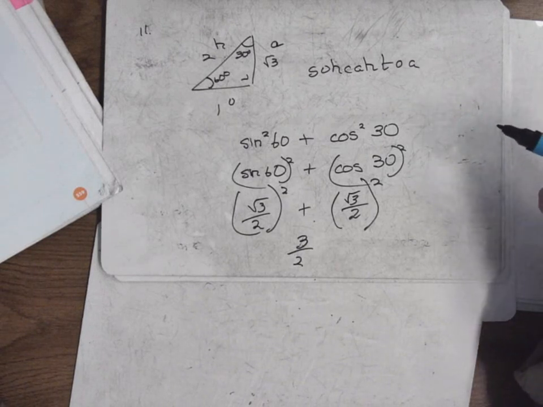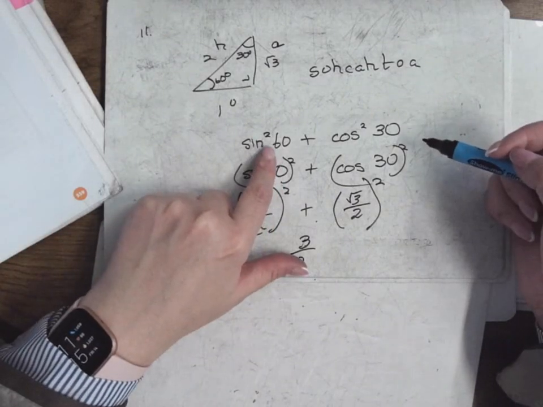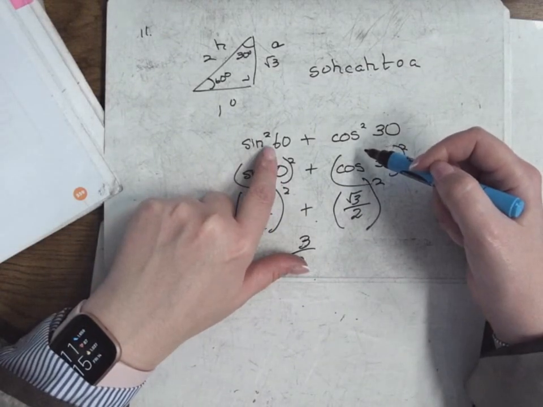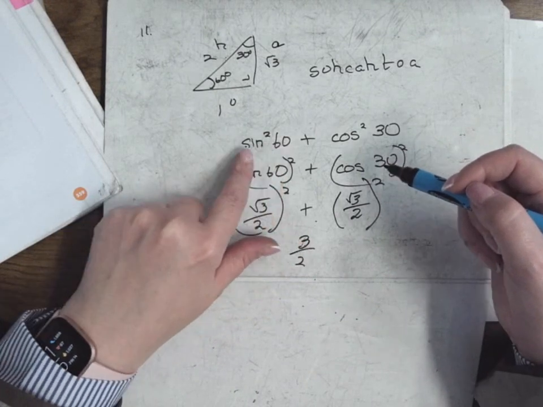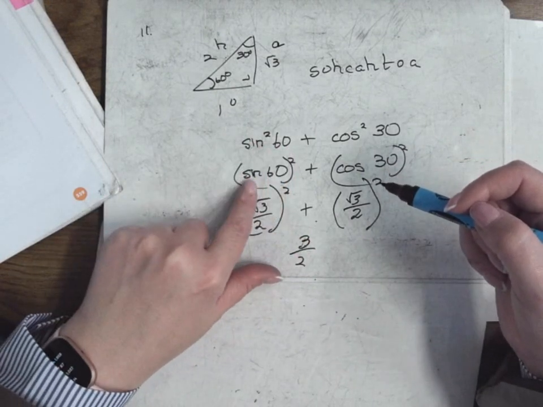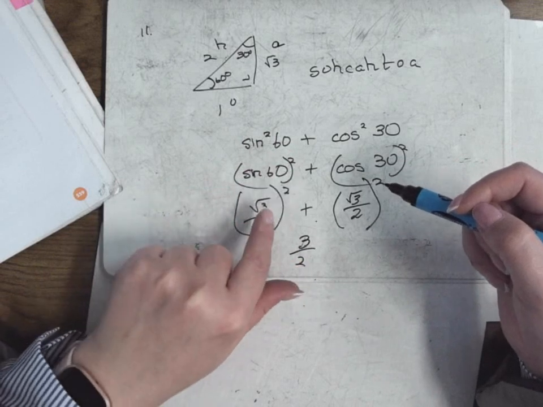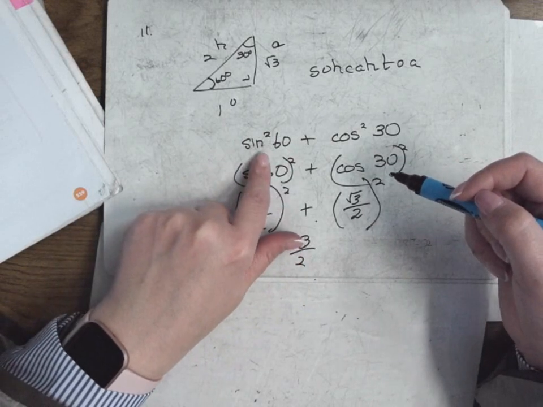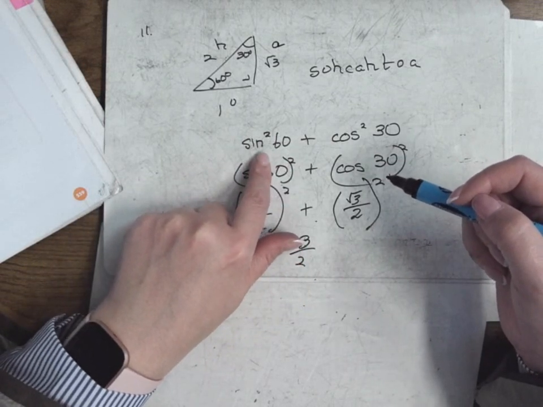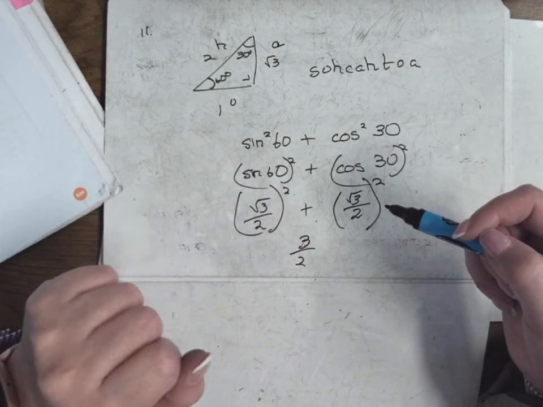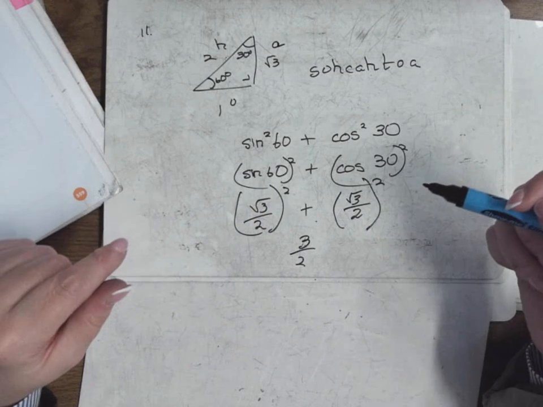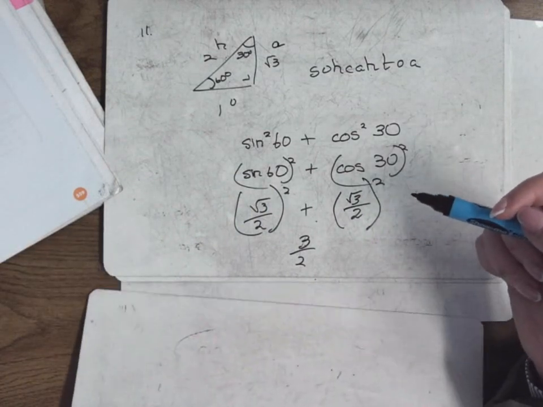Question: why are sine and cos squared? Because that's what the question asked me to do. It's in the question. It's sine squared 60, that's how they write it. Get the sine of 60 and square your answer. Please note, that's how they write it. Get the sine of 60 and then square your answer. Are we good with that?